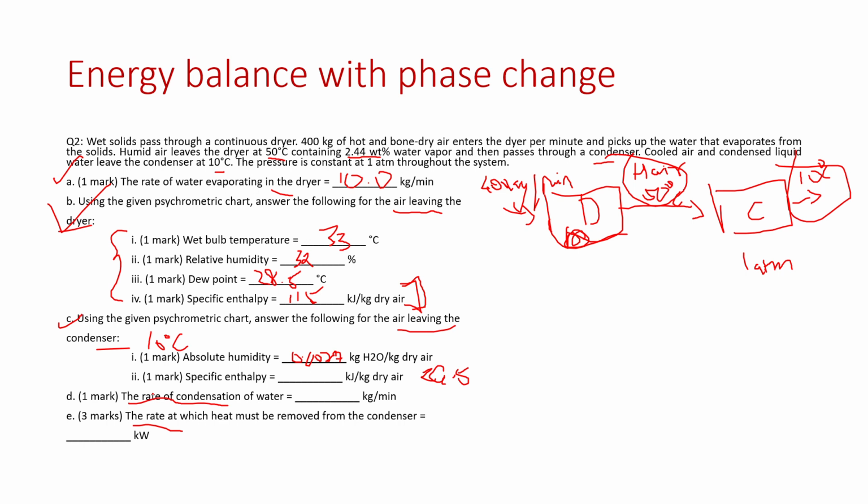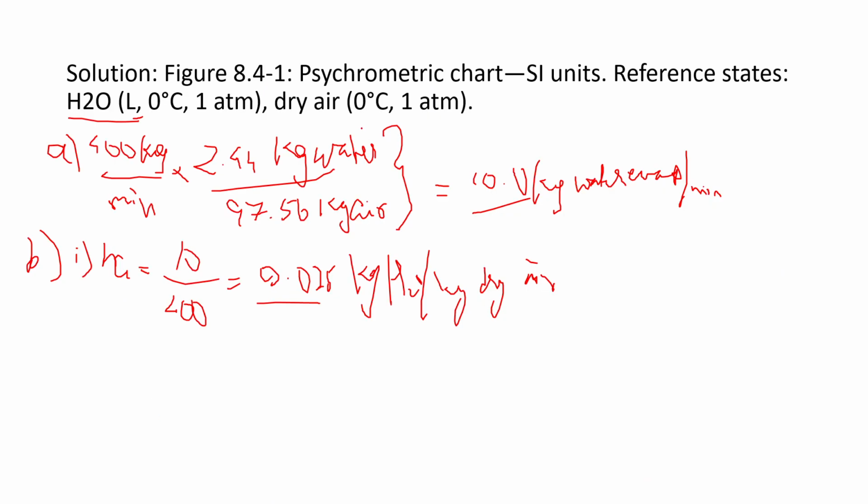So to find the rate of condensation of water, we will multiply the 400 kg dry air into the specific enthalpy change that we have found.